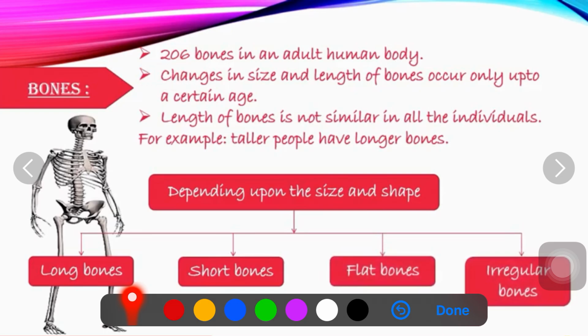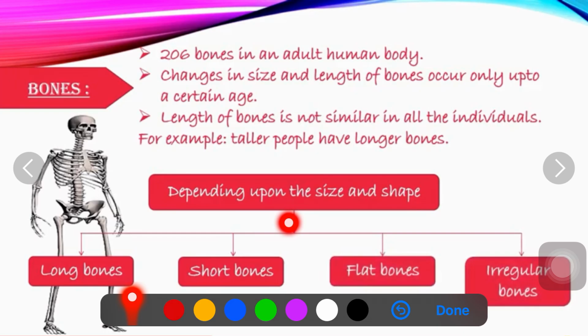Depending upon the size and shape of a bone, bones have been divided into 4 types: long bones, short bones, flat bones, and irregular bones.